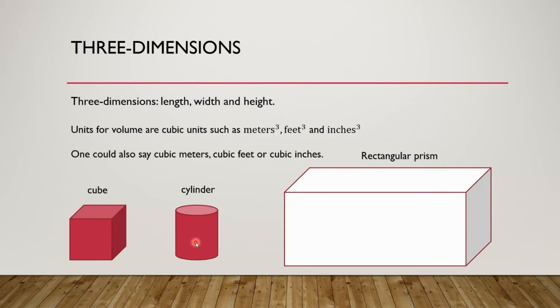With a cylinder, the top and the bottom are circles. They're actually the same circle. They're copies of each other. This is a cylinder. And then we also have a rectangular prism. Again, the base here is a 2-dimensional rectangle, but now we have a 3rd dimension, which in this case is up, height, coming up.